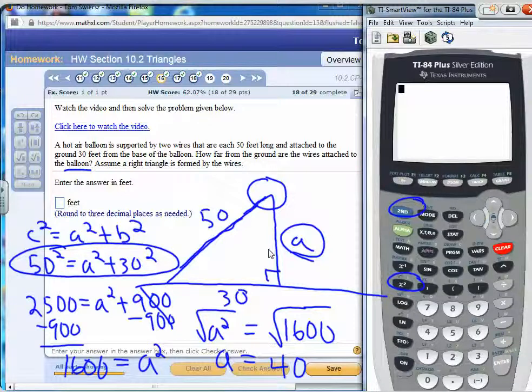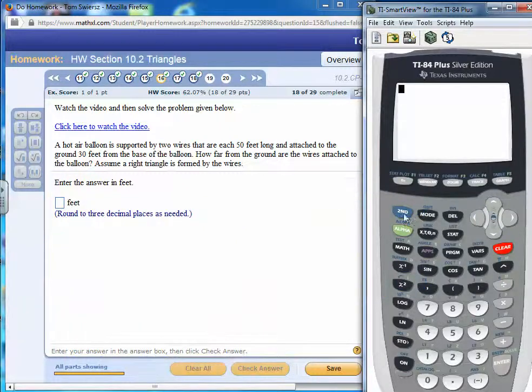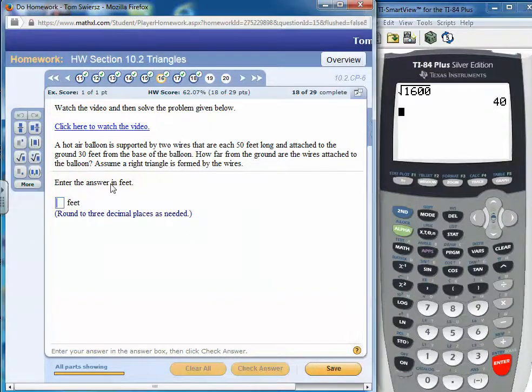Just to verify, you can do it on your calculator. The square root of 1600, second x squared, and then the 1600 is what we got for this A, which is, again, there it is, 40 feet.